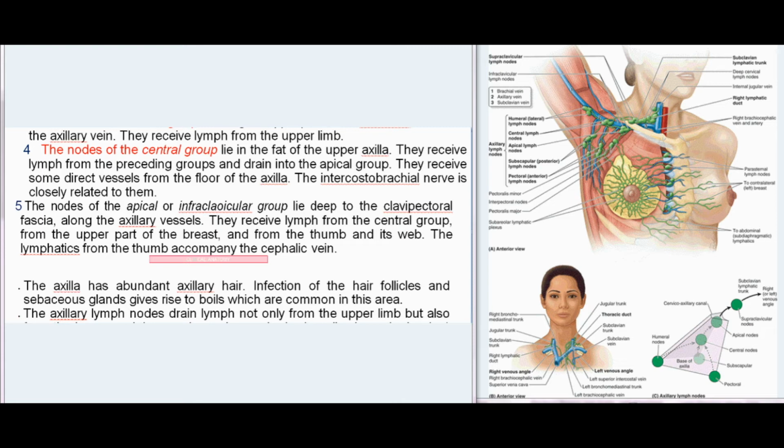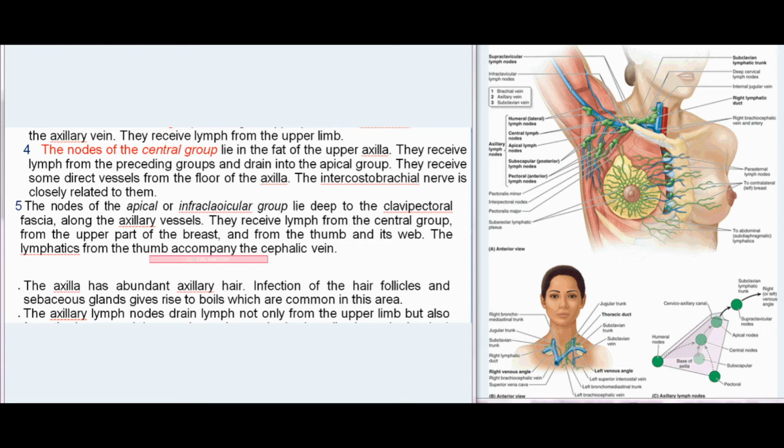5. The nodes of the apical or infraclavicular group lie deep to the clavipectoral fascia, along the axillary vessels. They receive lymph from the central group, from the upper part of the breast, and from the thumb and its web. The lymphatics from the thumb accompany the cephalic vein.